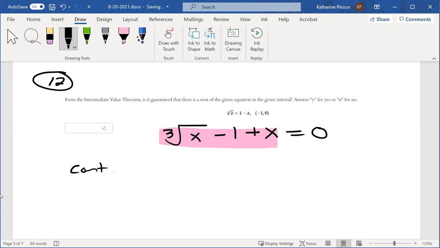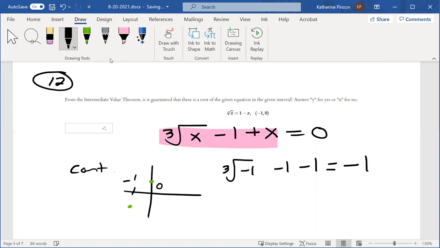If you want to know if there's a zero on this interval, what do you have to look at? The value, yeah. At negative one and at zero, you need one of them to be below and one of them to be above, right? If one of these numbers is below and the other is above, then you can say yes. If they're both below or both above, you have to say no, it might, but we can't tell that by the intermediate value theorem. So I'm going to plug in negative one: cube root of negative one minus one minus one, negative one. Okay, then I'm going to plug in zero: cube root of zero minus one plus zero, minus one.